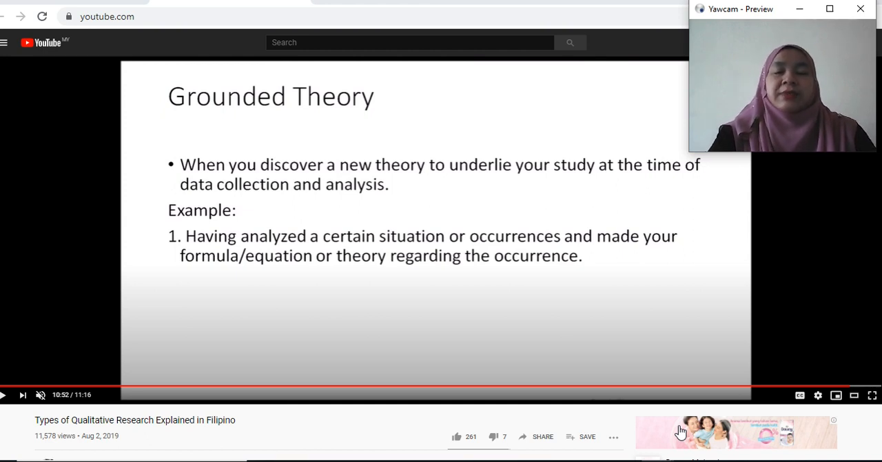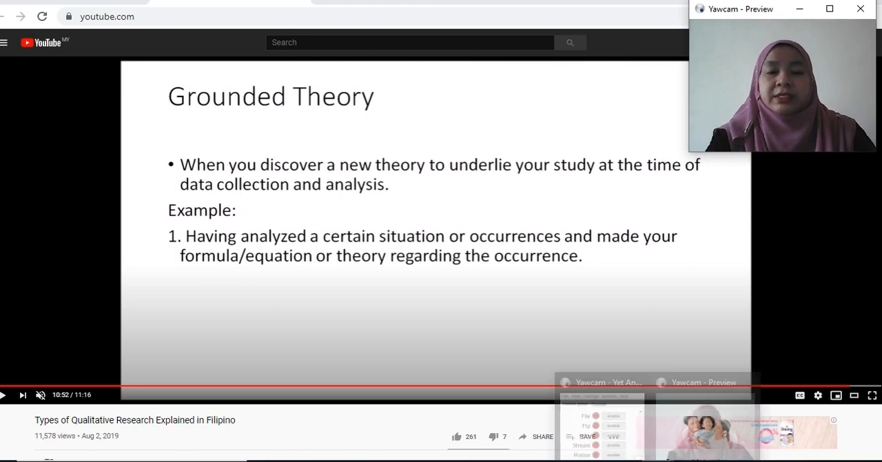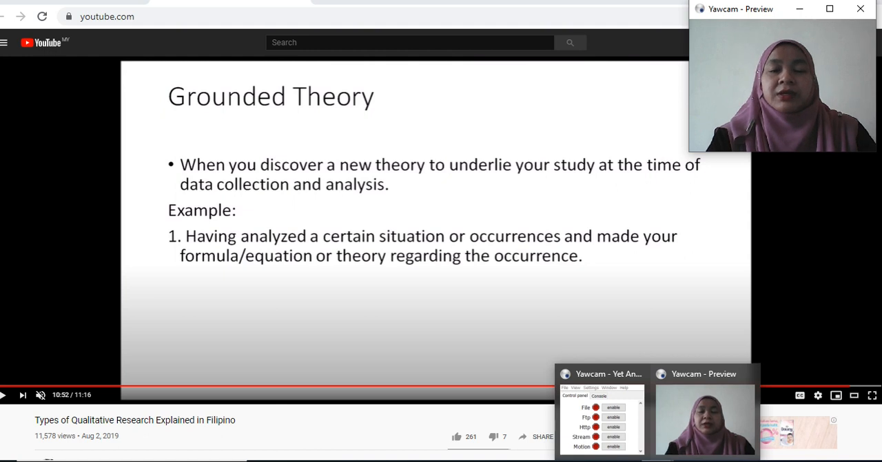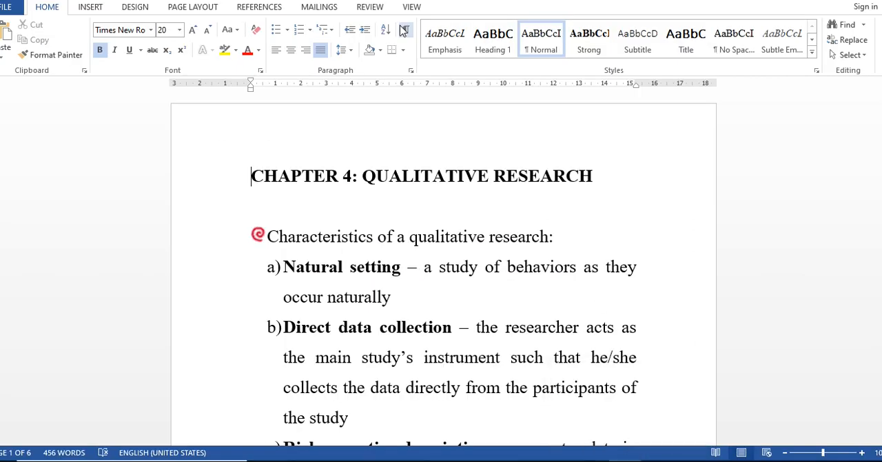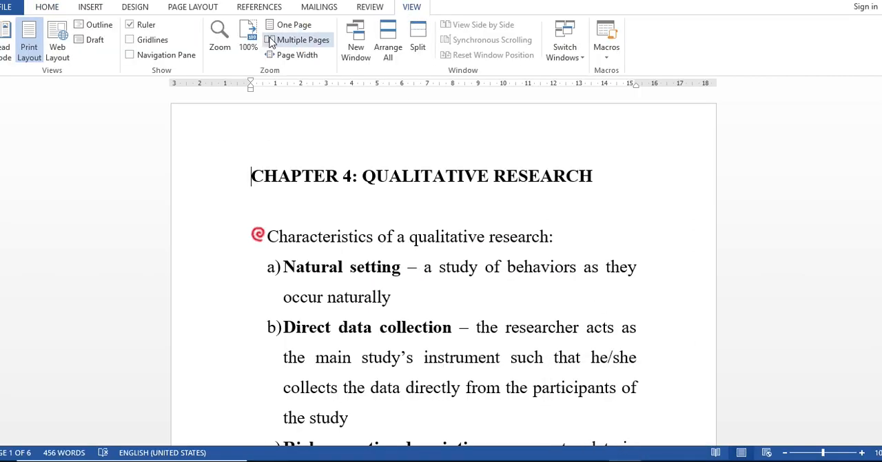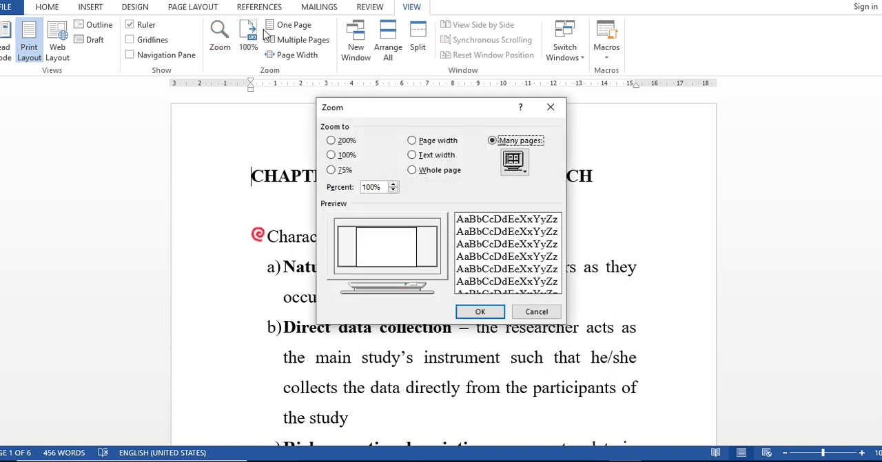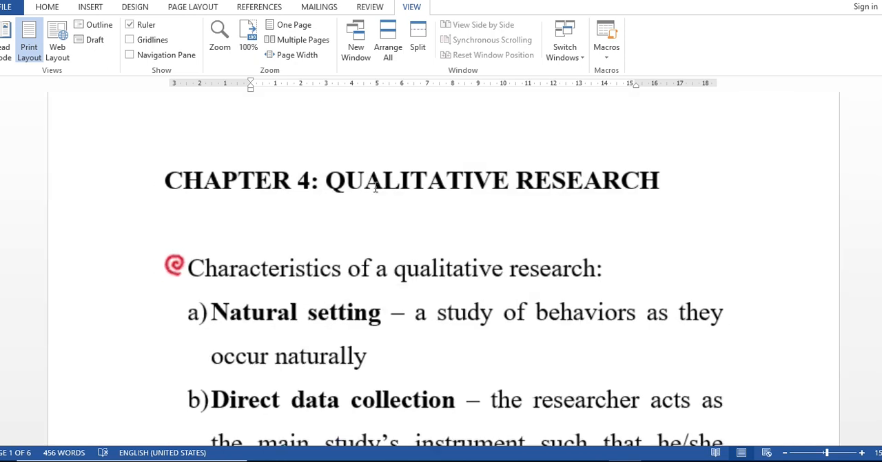Okay, so that's basically 6 types of qualitative research. Alright, so I just show you one of the notes that I shared with you on the platform. This also explains about qualitative research, but only 3 types of research design. Maybe I can just go through it with you. Okay, this is 100. Maybe I go to 150.